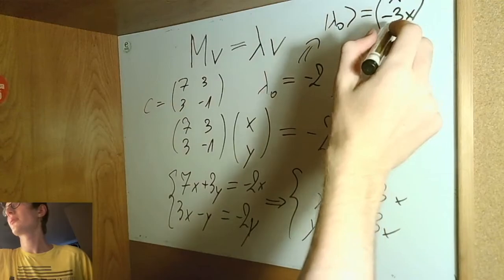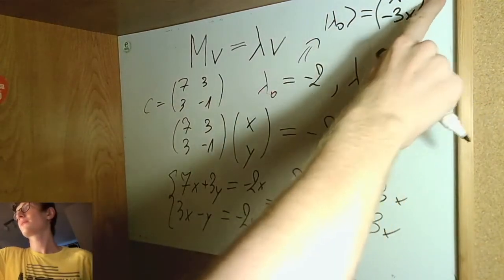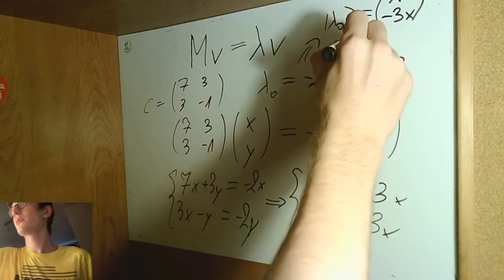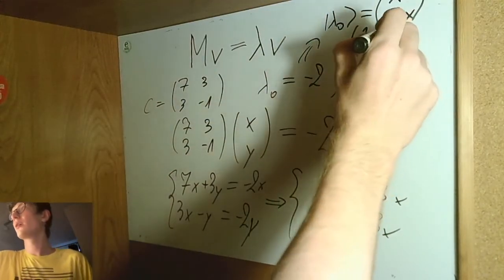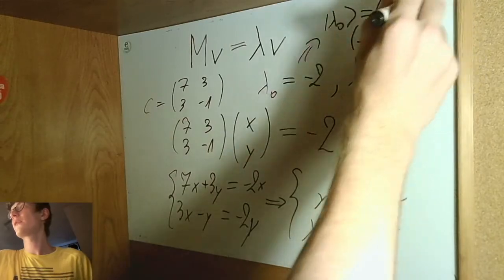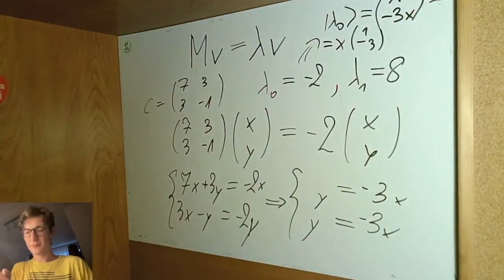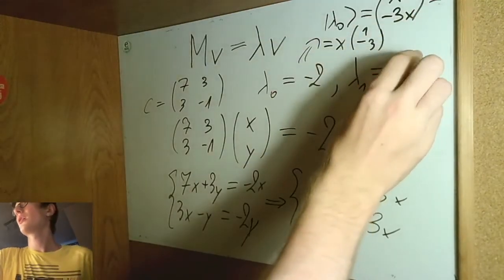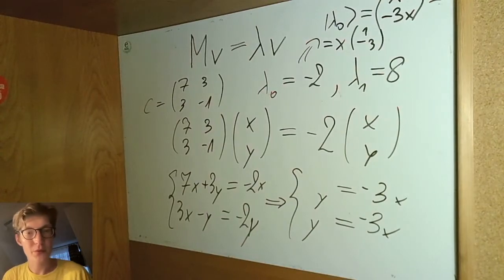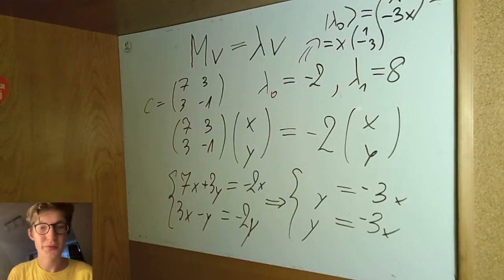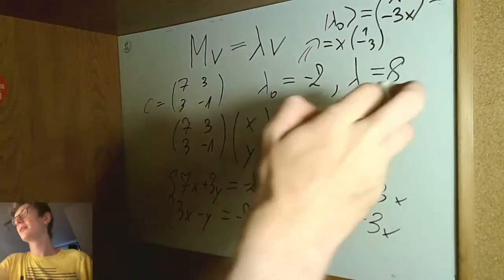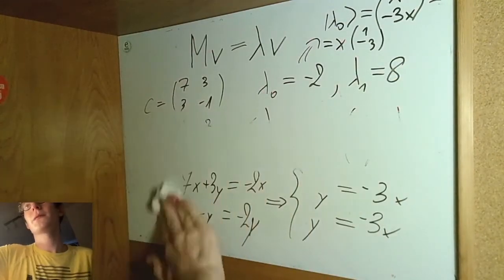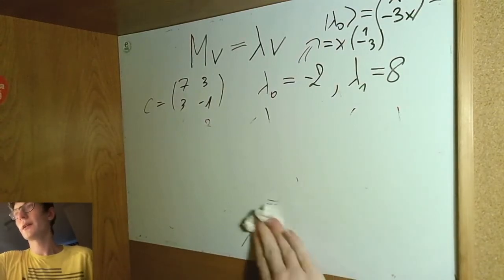Okay, so the simple form is 1, minus 3, where we can have the x in front of the vector. If your outcome was something different, but multiplied by some constant factor, then it's also good, of course, because this x can be anything. Okay, and let's find the same, but for the second eigenvalue, which is 8.